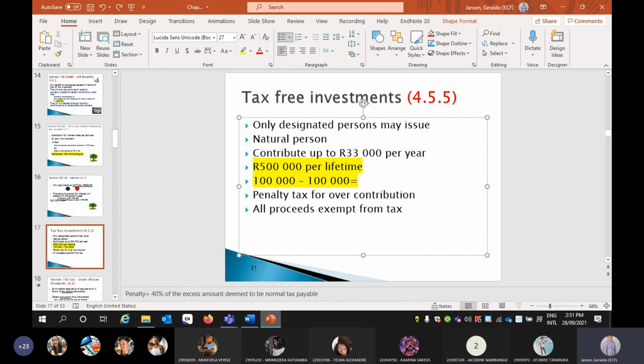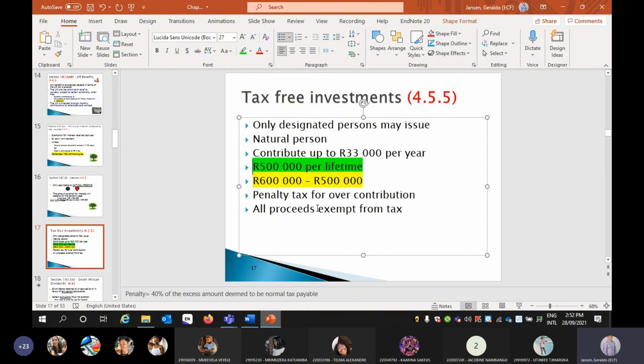Sorry. Let's say you ignore the previous example. Let's say this year you have actually invested 600,000 in this tax-free investment. What is the amount that will be exempted? Then you should tell me only 500,000. Why? Because once again, this 500,000 per lifetime is the maximum amount that a person will qualify for in their lifetime. Okay? In their lifetime.